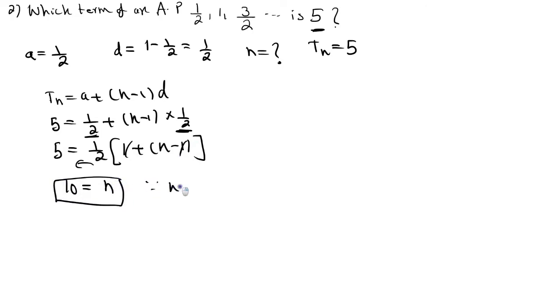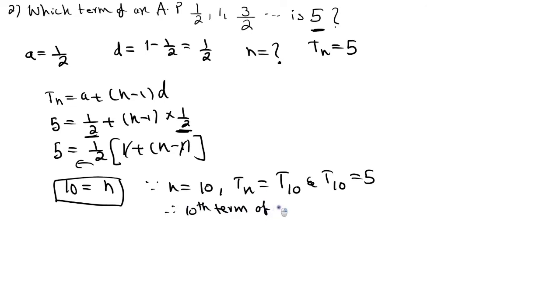Since n value is equal to 10, what is Tn? Tn is equal to T10. Okay, and T10 is equal to 5. Therefore, the 10th term of the AP is equal to 5.